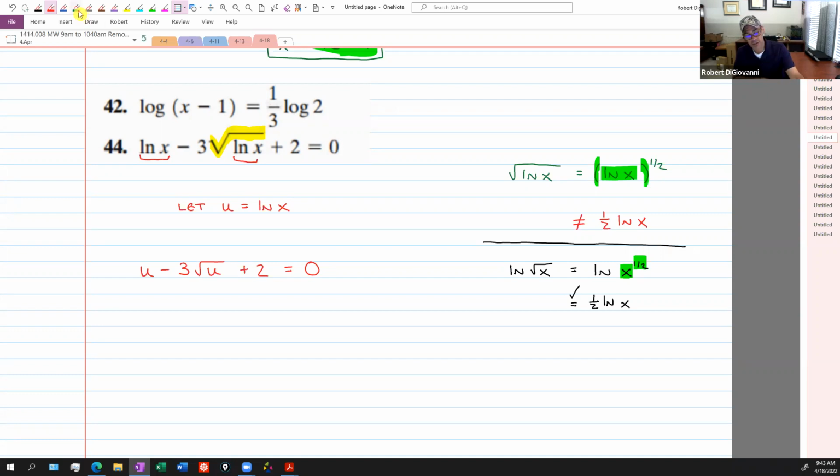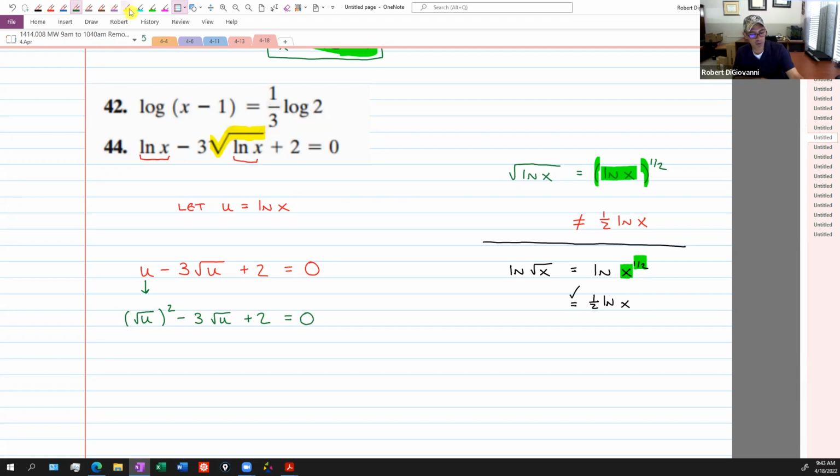Yeah, let's do this. Do you all agree that this first u could be rewritten? Could be if we wanted to. It's not very natural, but it could be rewritten as the square root of u squared. Isn't that what u is? It's the square root of u squared. And yeah, that's odd, but just keep following me here. Square root of u squared minus 3 square root of u.